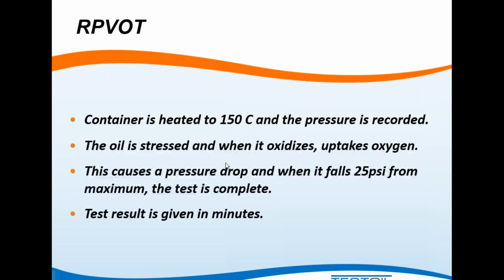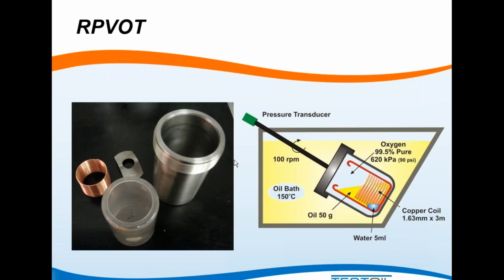So we take a portion of the sample and we put it into the pressurized vessel, and we pressurize it to 90 psi, and along with the water and a copper catalyst, we'll put it into a heated bath. This is kind of like what the setup looks like. And it rotates at 100 RPM, and what tends to happen is, the antioxidants that are present in these turbine oils prevent the uptake of oxygen.